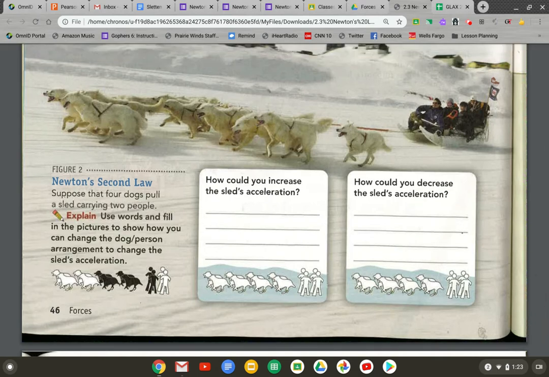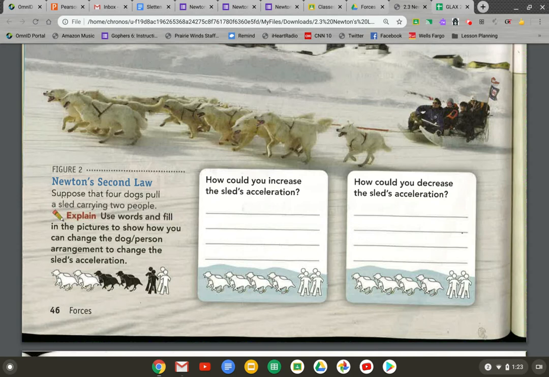It says, use words and fill in the pictures to show how you can change the dog-person arrangement to change the sled's acceleration. So how could you increase the sled's acceleration? Well, a few things you could do there is, what if you had more dogs being added to the sled team? So instead of having 4 dogs pulling the sled team, what if you had 6 or 8 dogs? That's going to give you more force.